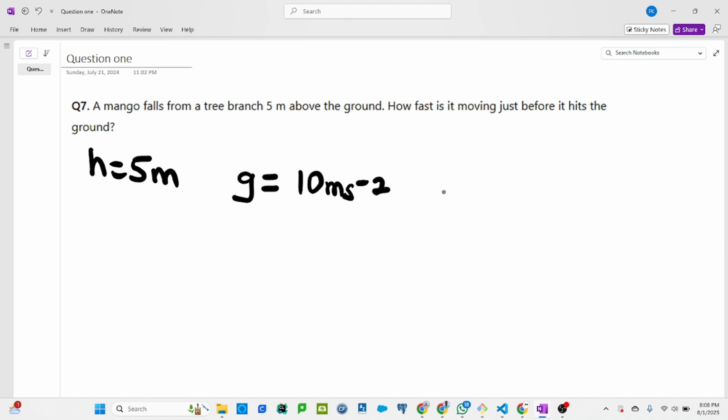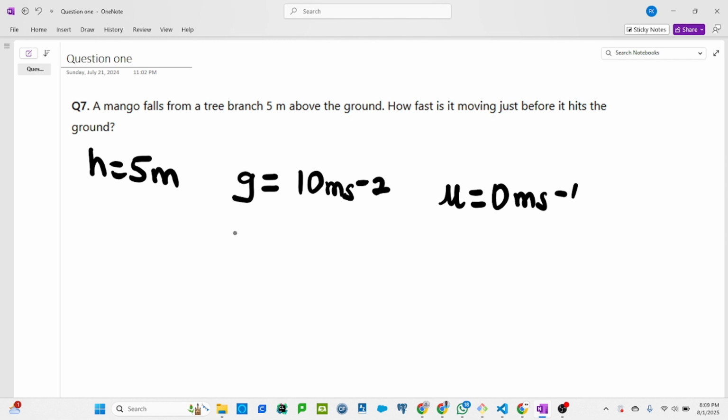Next one. Since it just started falling, we will take our initial velocity to be zero meters per second. So now we are going to use the formula h is equal to... Wait. What are they looking for? You also have to note what they are looking for. They are looking for the time. Read the question.